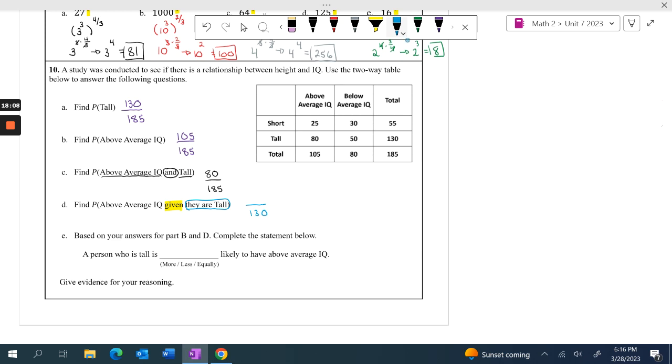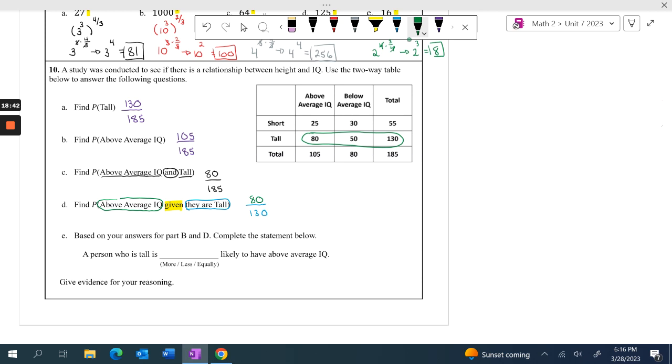Now the numerator is going to be how many people out of those 130 people, and I can only choose from the people who are tall, the ones I just circled. How many of those people have an above average IQ? And you can see that it is 80 of them. So my answer is 80 out of 130. And once again, you could reduce that, but I really don't care if you reduce or not, and I'm not going to.